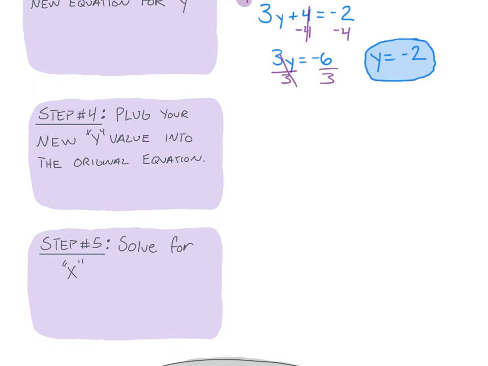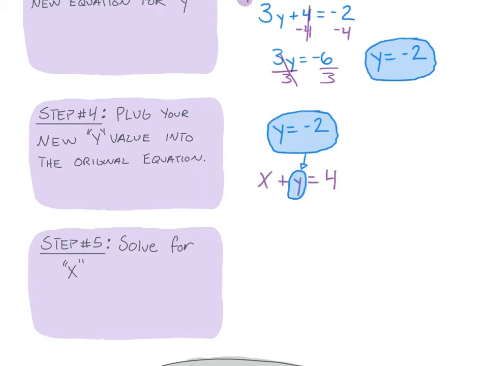Step 4 asks us to plug our new y value into the original equation from the very beginning. So here's our new y value, and we're going to plug it into the original equation. Now step 5, we are going to solve for x in this new equation here. So that's going to look like this. And then we're going to add a 2 to both sides in order to isolate our x. And we'll get a final answer of x equals 2.